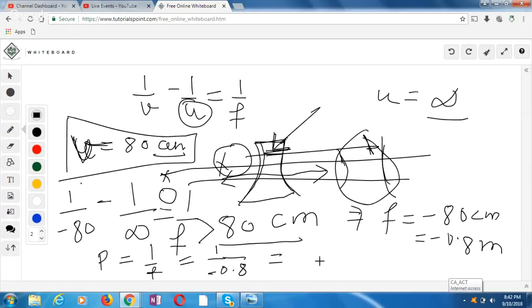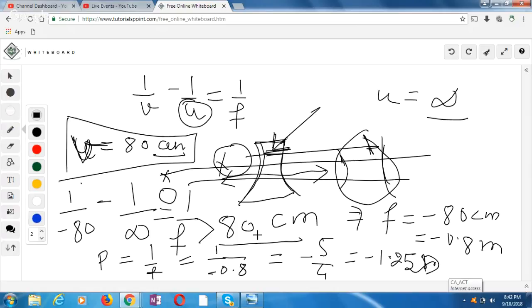what is 0.8? 0.8 is 4 by 5. So I am writing 5 in the numerator and 4 in the denominator, that is equal to minus 1.25 diopters. So this is the answer of the question.